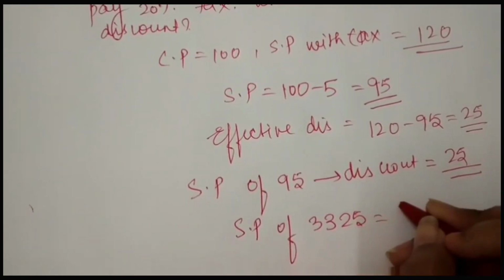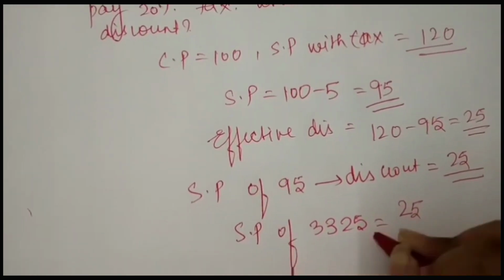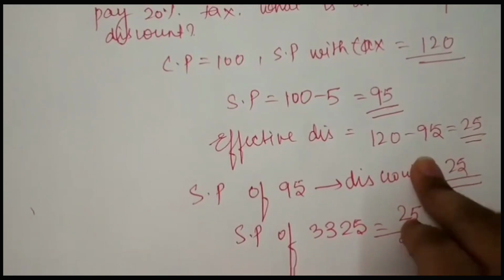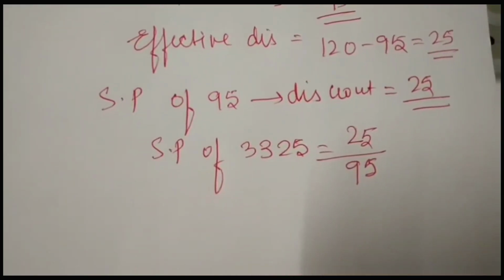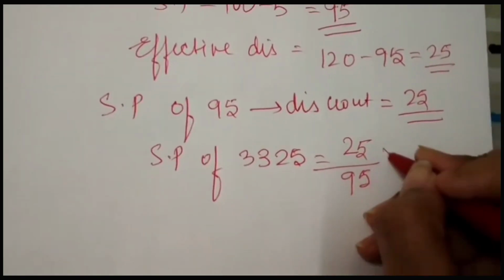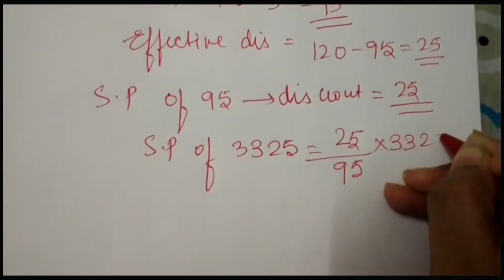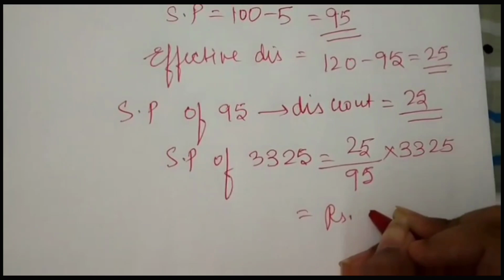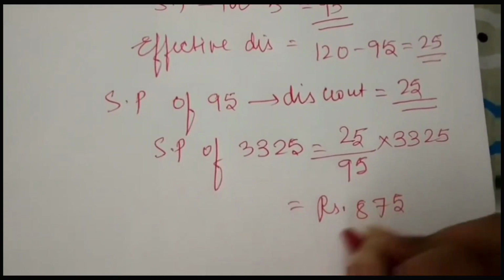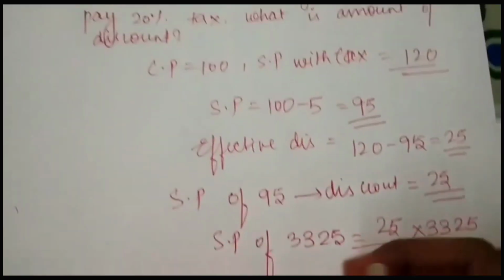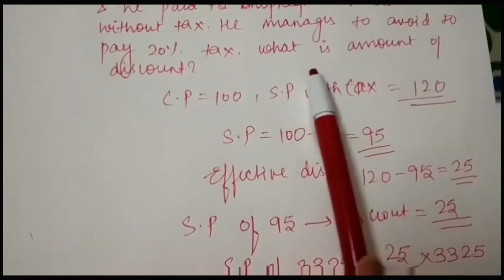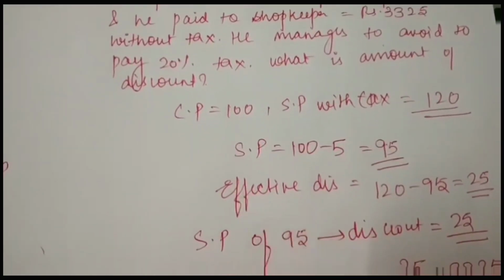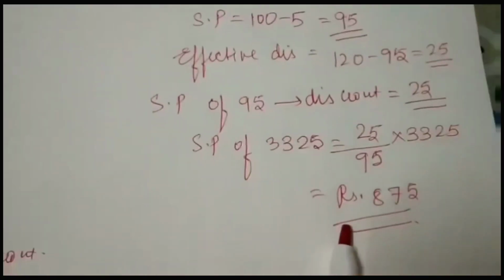So it can be 25 upon 95 into 3,325. Then the answer is how much discount? 875. Okay friends, so ये थे हमारे 4 क्वेश्चन related to the selling price and discount. So what is the amount of discount? It can be 875.